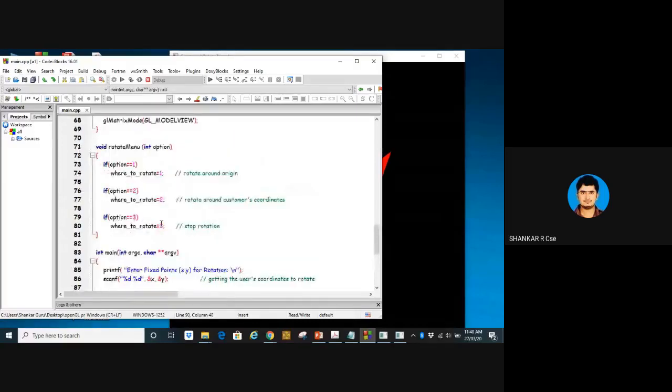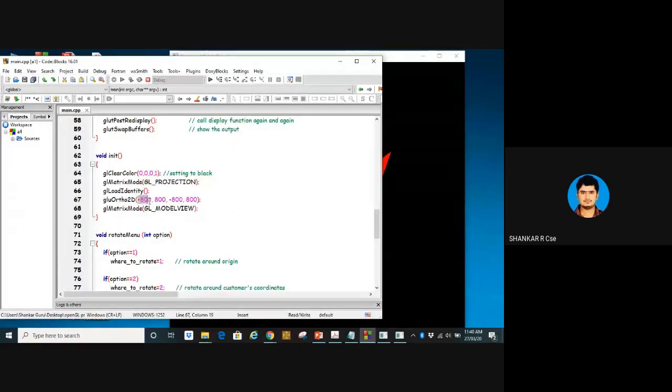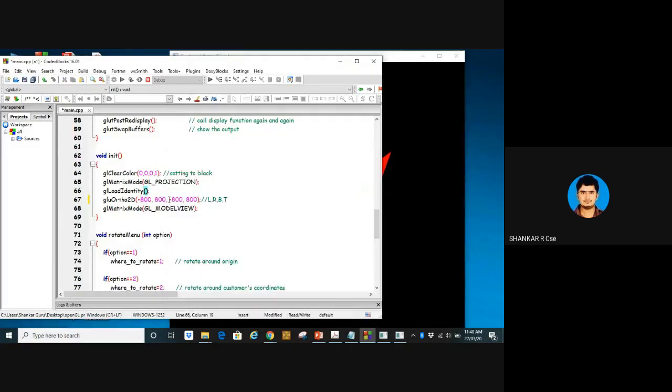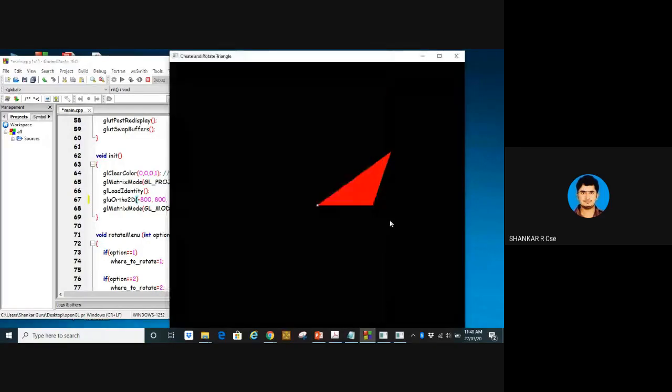800 by 800 size. So what I'll do is I'll split it. So left is minus 800. This is LRBT, right? If you remember, this is L comma R comma B comma T. So left is minus 800, right is plus 800. So if left is minus 1 and right is plus 1, the middle is obviously 0. Right? So minus 800, plus 800. Bottom is minus 800, top is plus 800. So hence this is 0, 0.